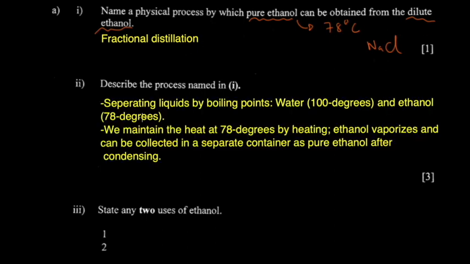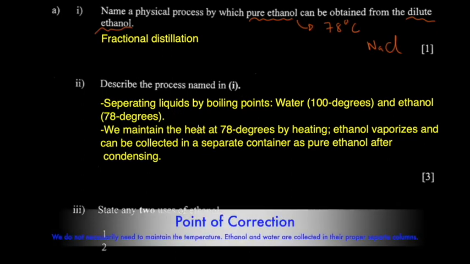I actually wrote a description on my editor. It says separating liquids by boiling points. Water 100 degrees Celsius and ethanol 78 degrees Celsius, of course. So we maintain the heat at 78 degrees by heating. We maintain the actual mixture, the dilute ethanol here, at 78 degrees by heating.